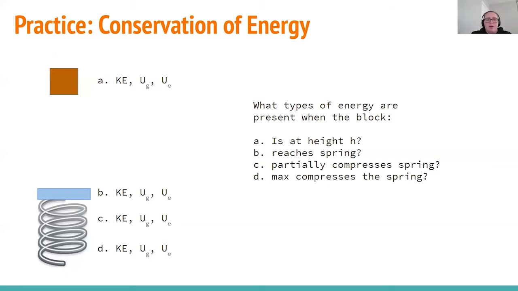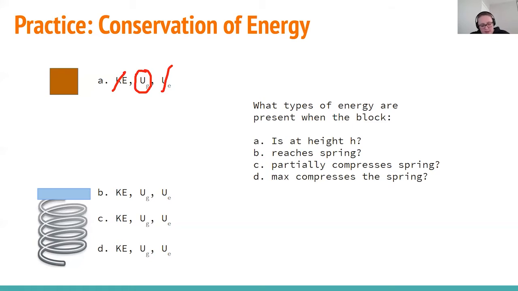We can also see that the block clearly has some height. So we know that there's going to be gravitational potential, so no kinetic, but there is gravitational potential. And it's not touching the spring yet. If it's not touching the spring, there's no elastic potential because there's no compression. So at point A, we have gravitational potential, and you guys got that. So nice job.